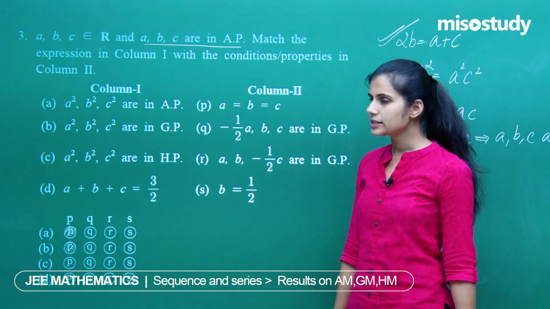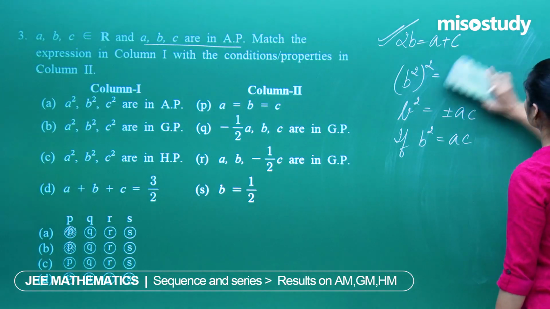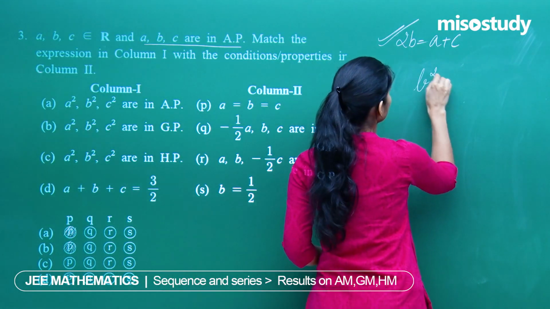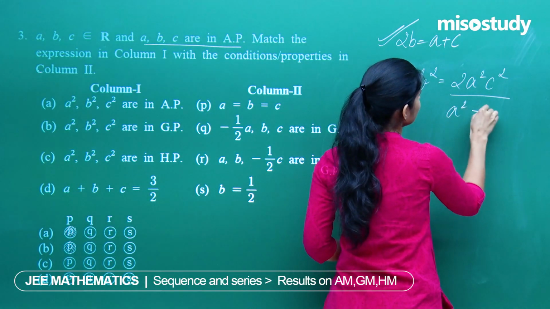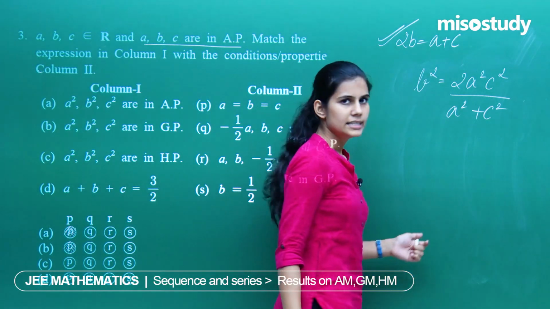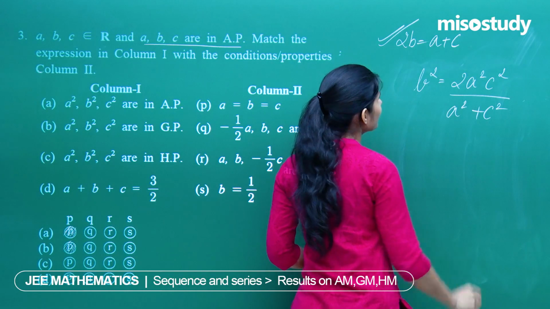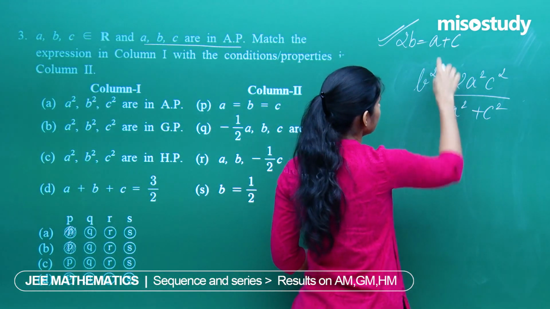Third we have a square, b square, c square are in HP. Let's see. a square, b square, c square are in HP, that means b square equals twice of a square c square upon a square plus c square, right? Again, because they are given in AP, exact same argument like we did in the previous question. Here also again, b will be replaced by (a plus c) by 2.